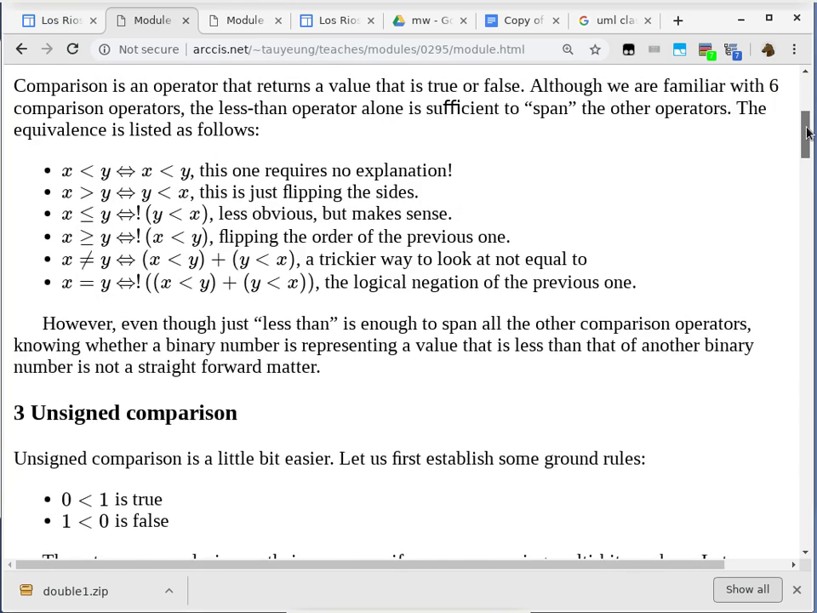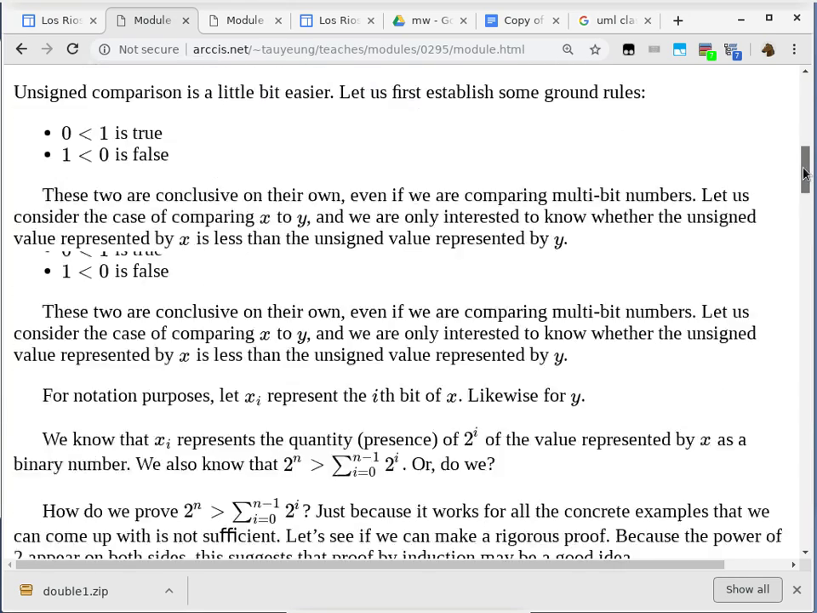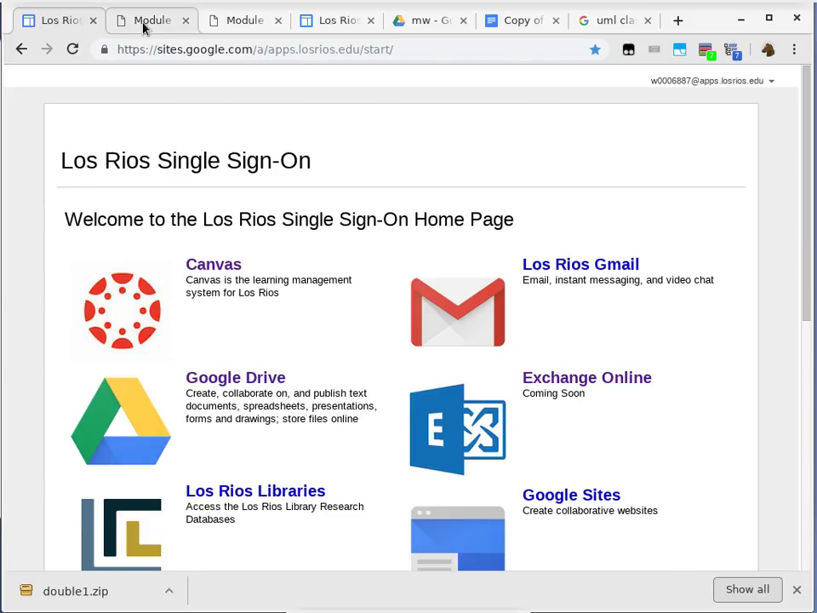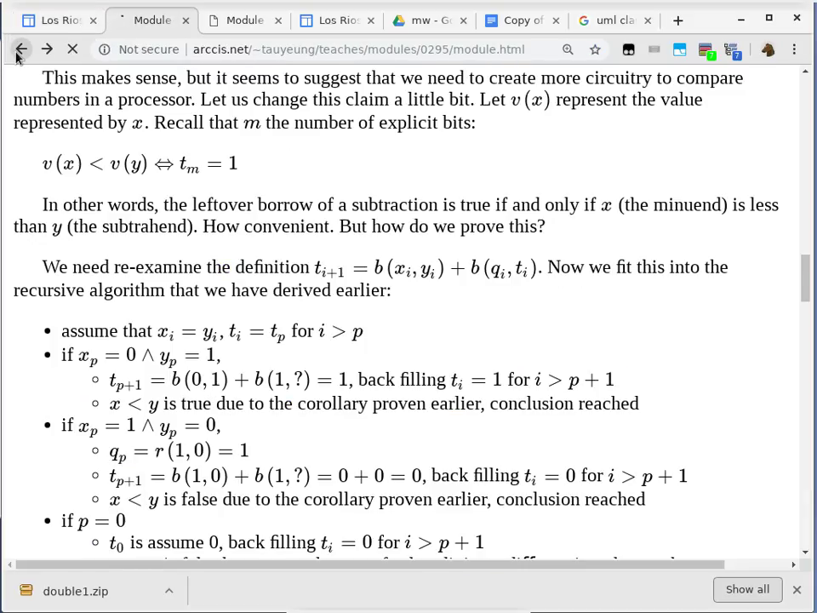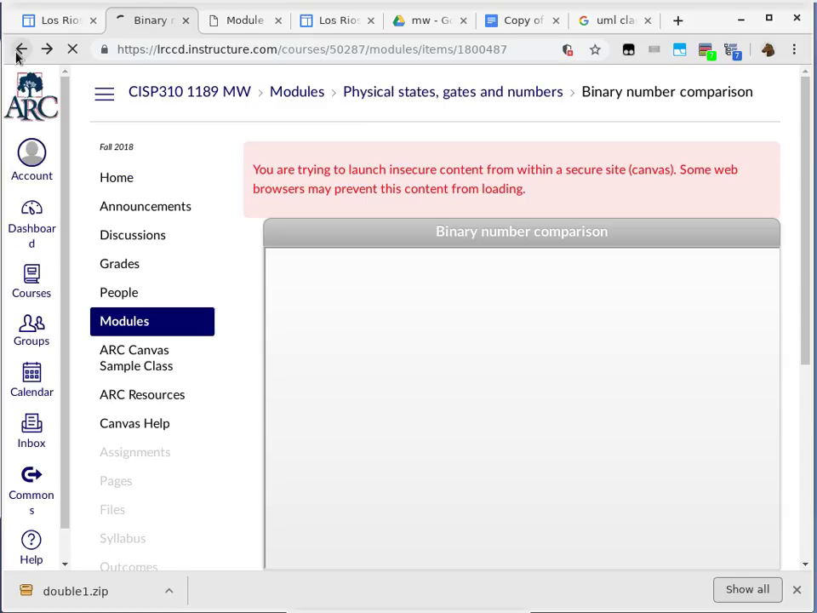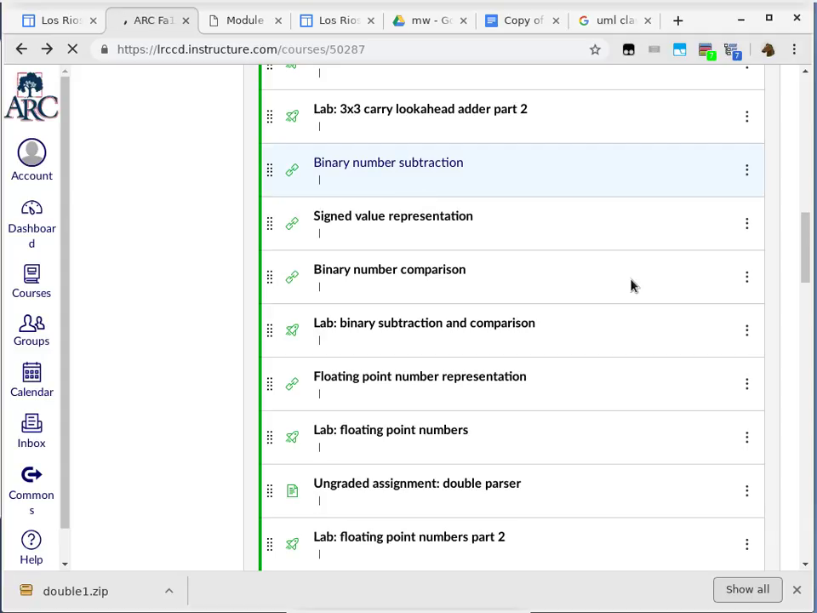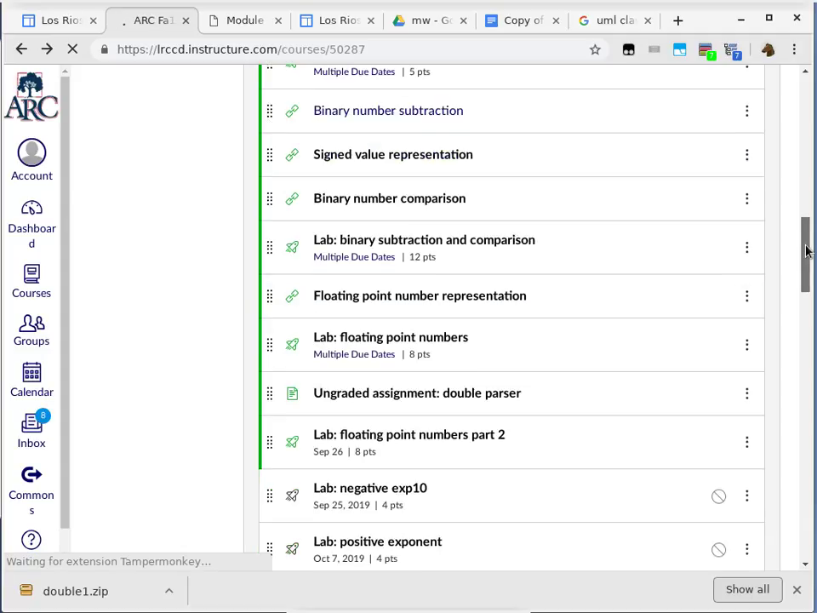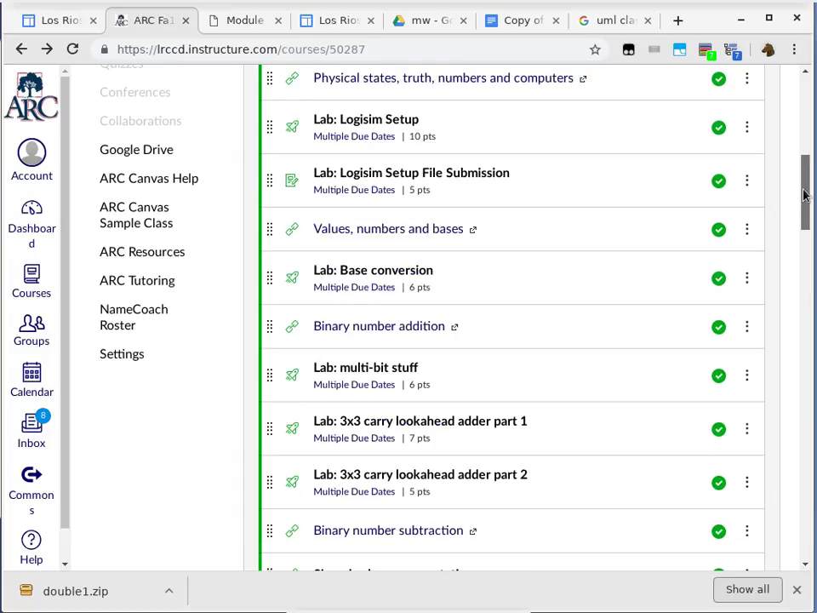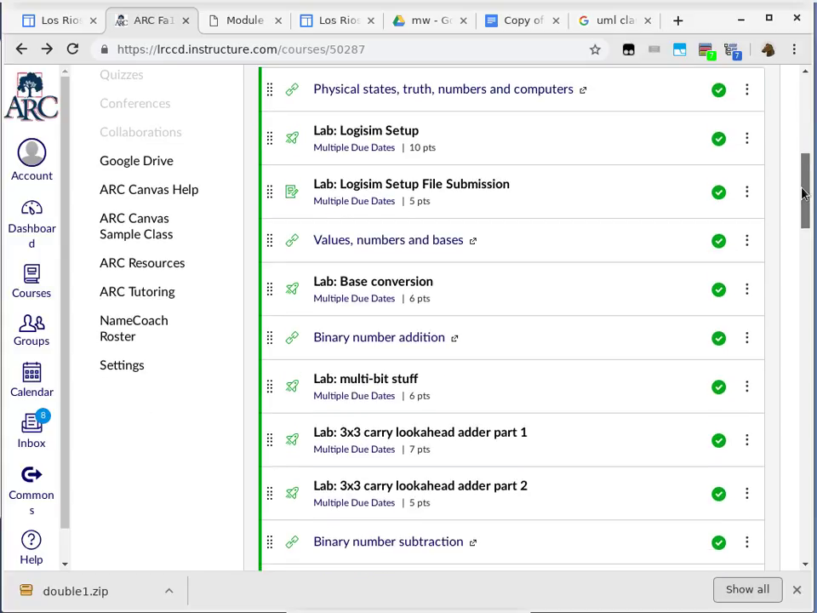Oh, where's the other one? Unsigned value. I think that one is in the base conversion notes. So let me go back to the base conversion one. I don't know how many of you have printed out all the modules. That can be helpful. You know, having all the modules available during the exam can be helpful. So we talked about base conversion. Where is it? Right here.